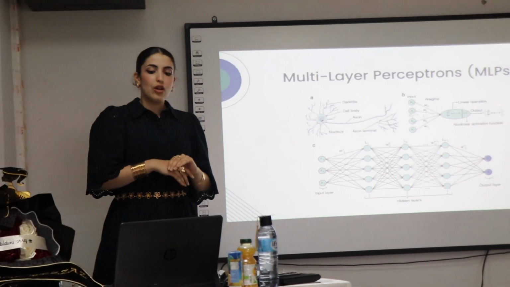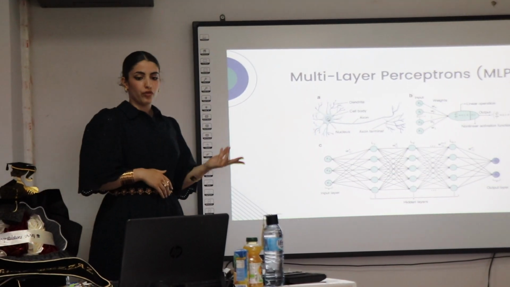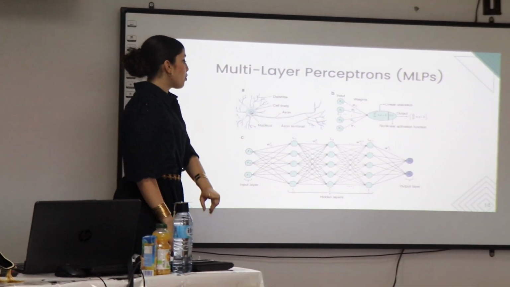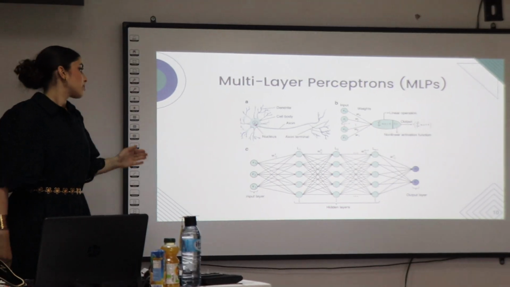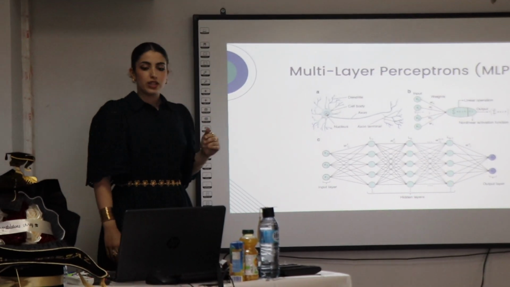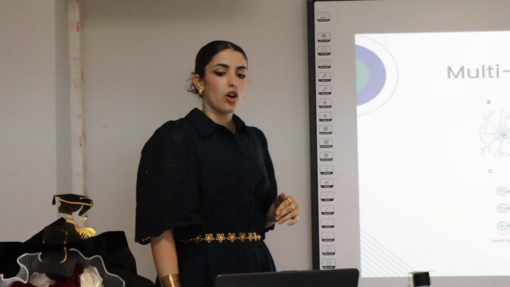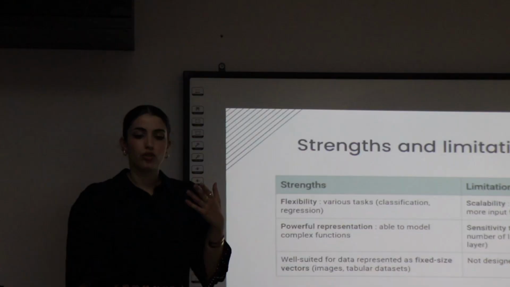This layer structure allows MLPs to mimic the way biological neurons process the information. MLPs have three main parts: the input layer, one or more hidden layers, and the output layer. The input layer receives the raw data, which is then passed through the hidden layers. Each hidden layer consists of neurons that are connected to every neuron from the previous layer.